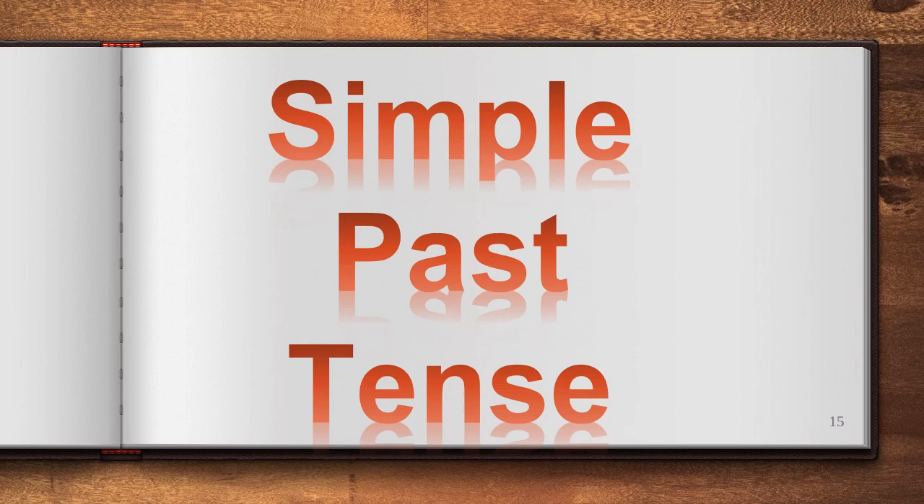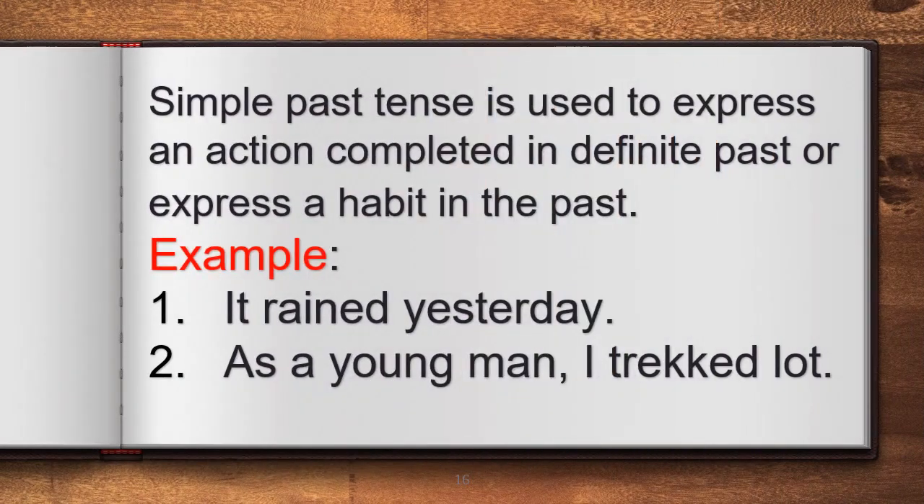The next tense is simple past tense. This tense is used to express an action completed in definite past or express a habit in the past. For example, it rained yesterday. Now this sentence is showing the action that completed in past. See the second example: as a young man, I walked a lot. Now this sentence shows my habit in the past. So what is the formation of simple past tense? In this tense, we use the second form of verb.